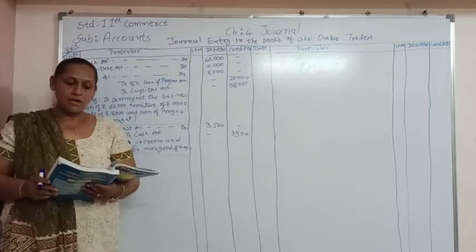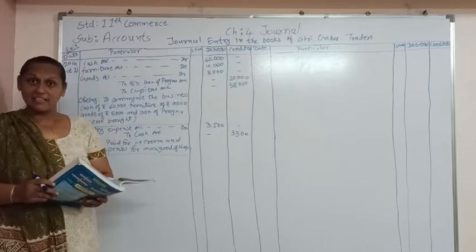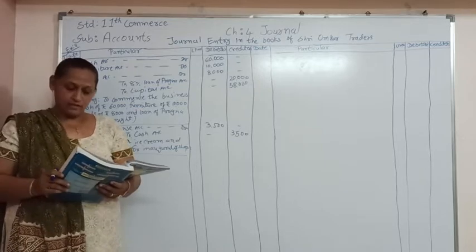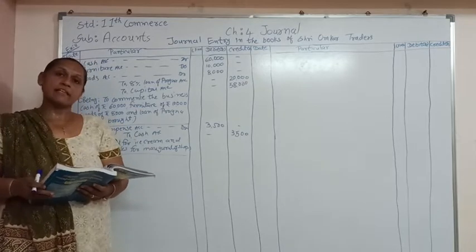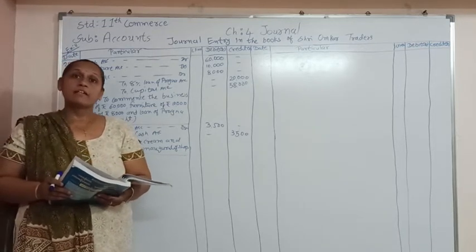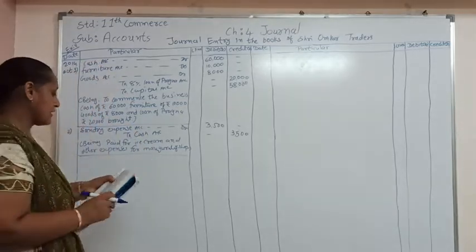The third transaction is opening an account with Bank of Baroda by depositing rupees 25,000 in cash. So here cash is going out of the business, so cash account is going to be credit, and the bank is the receiver of the cash, so bank account is going to be debit. Bank account debit to cash, that journal entry we are going to pass.